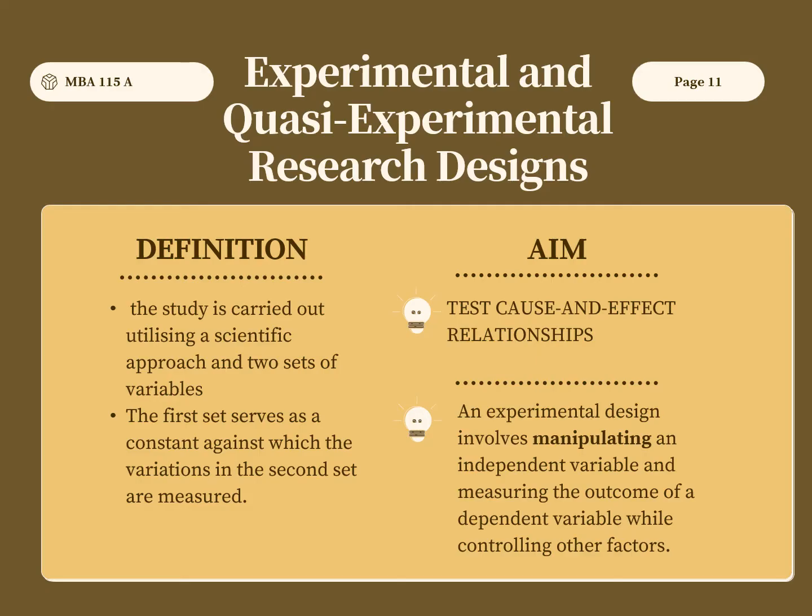Experimental and quasi-experimental designs are best for testing cause and effect relationships. It is a type of research design in which the study is carried out utilizing a scientific approach and two sets of variables. The first set serves as a constant against which the variations in the second set are measured. If in descriptive and correlational, you measure variables without influencing them, an experimental design involves manipulating an independent variable and measuring the outcome of a dependent variable while controlling other factors.